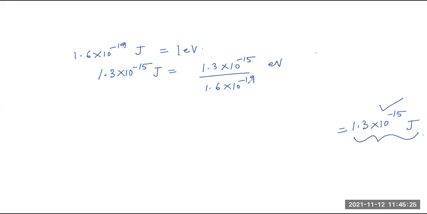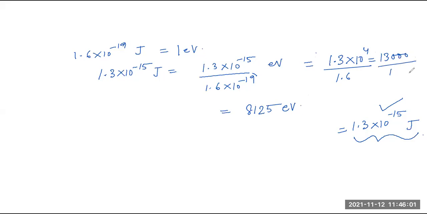अरे कैसे होगा? 8125 electron volt. इसको ऊपर ले जाओगे तो 10 to the power of 4 बन जाएगा. That is 1.3 into 10 to the power of 4 divided by 1.6. So this becomes 13,000 divided by 1.6, which is 8125 EV. Is it okay? Yes, sir.